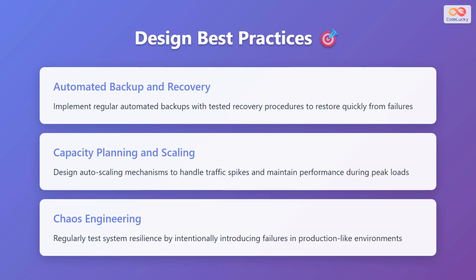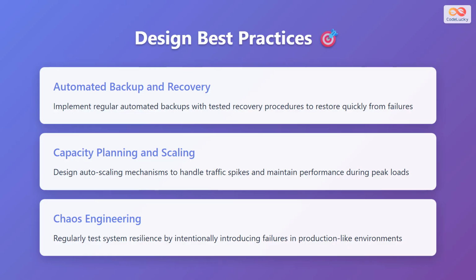Additional best practices strengthen system reliability. Automated backup and recovery implements regular automated backups with tested recovery procedures to restore quickly from failures. Backups are only valuable if recovery procedures are tested regularly and teams know how to execute them under pressure. Capacity planning and scaling designs auto-scaling mechanisms to handle traffic spikes and maintain performance during peak loads. Systems should automatically add resources when demand increases and remove them when demand decreases.